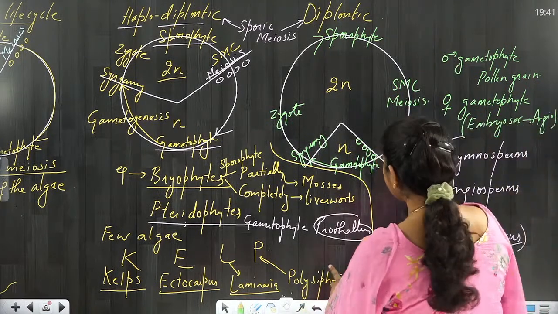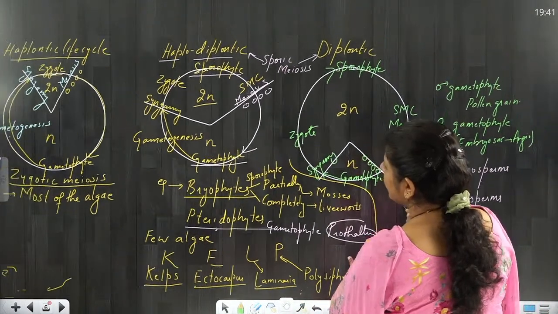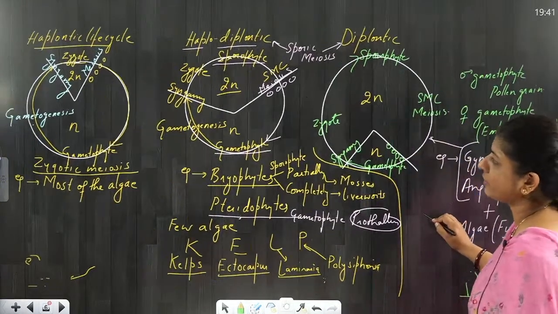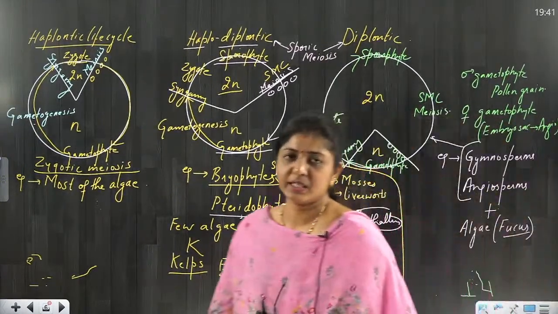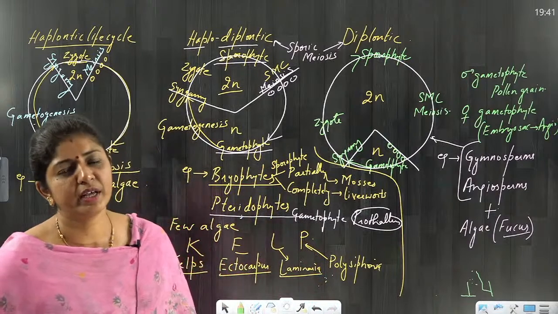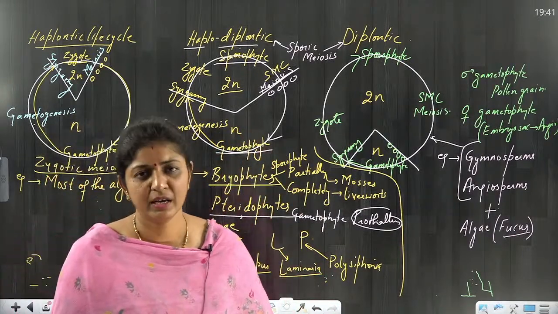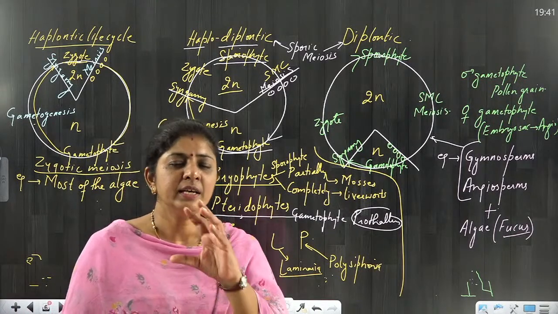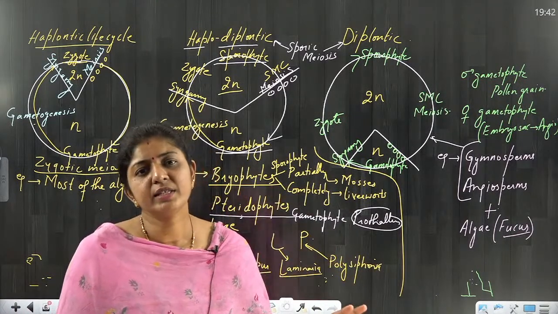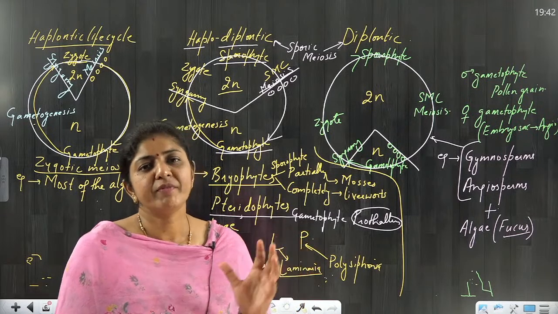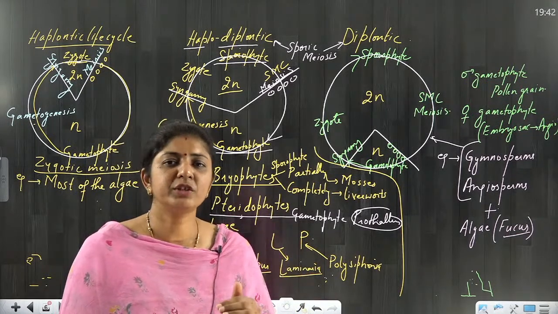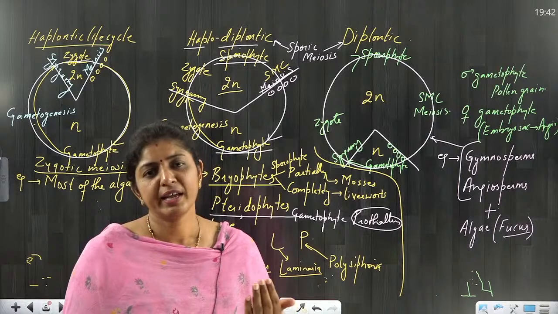So we have completed the 3 life cycles regarding plants: the haplontic life cycle, the diplontic life cycle, and in between those two, the haplodiplontic life cycle. If you look at the generalized overview I discussed initially, it will be very comfortable to understand which phase depends upon which, and in which division.